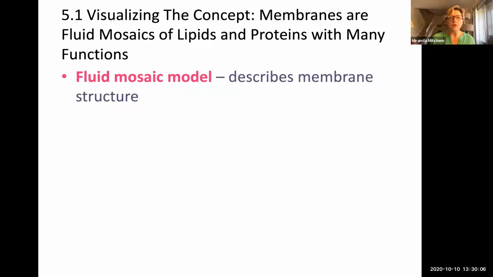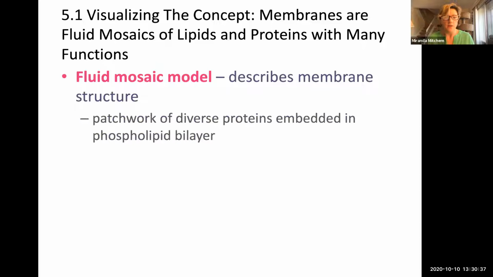So the membrane is described by the term the fluid mosaic model. The word fluid implies that it's got some movement and perhaps that it's made out of fluid, which both of those are accurate. But the mosaic part of this term refers to the presence of many different proteins that are present within the cell membrane. So it really is correctly described as a patchwork of different proteins that are present in those phospholipids.